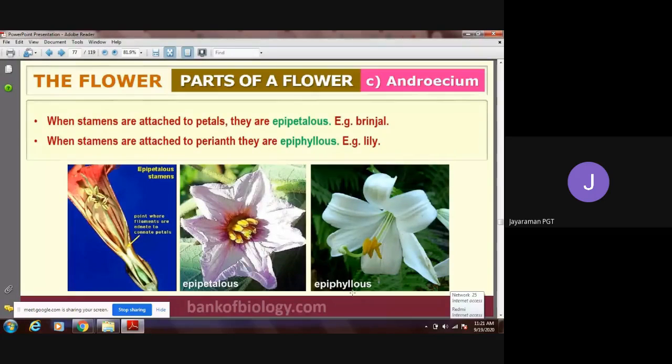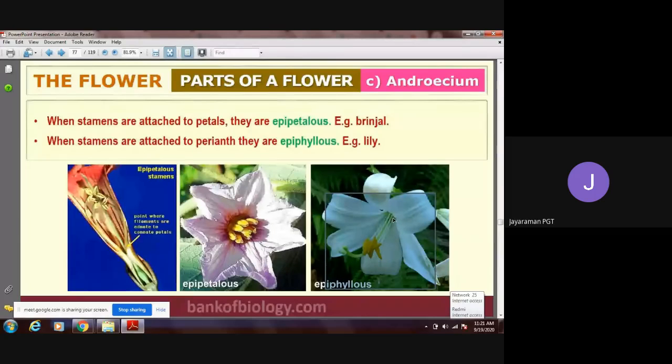In monopod, it is perianth. Monopod is the flower of lily. You can find the stamen is at some point attached to this inside. It is attached to the perianth, not petal. So perianth, it is not epiphyllous. What is epiphyllous? What is epipetalous?